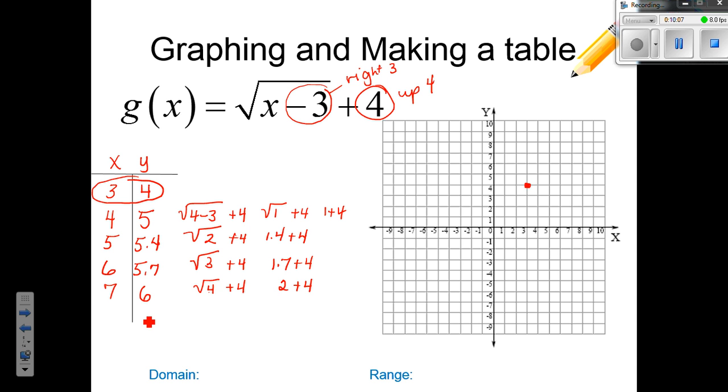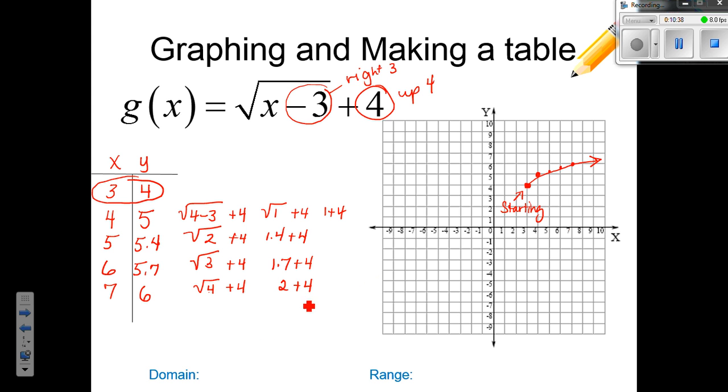Okay, now we're going to take these points and we're going to graph them. 3, 4 was our starting point. 4, 5. Okay, so here's the direction. I'm going to be going towards the right. So 4, 5. 5 and 5.4. 6 and 5.7. And 7 and 6. And I got this nice curved shape graph. Remember, nobody goes past the starting point.